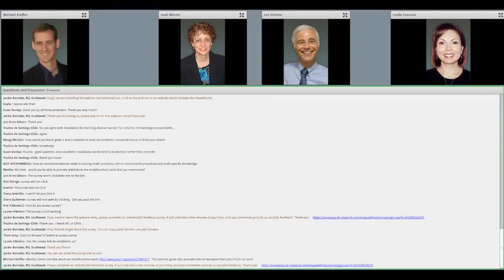Context clues is another strategy, of course, that if they can get good at, they can benefit more from the reading that Joe was talking about in terms of acquiring new words.